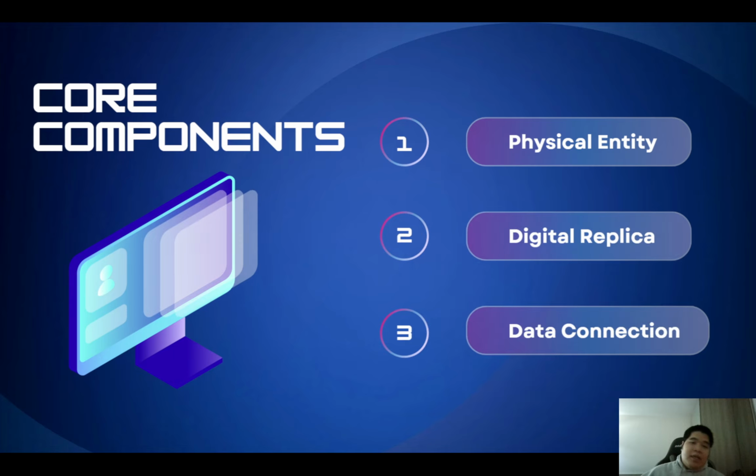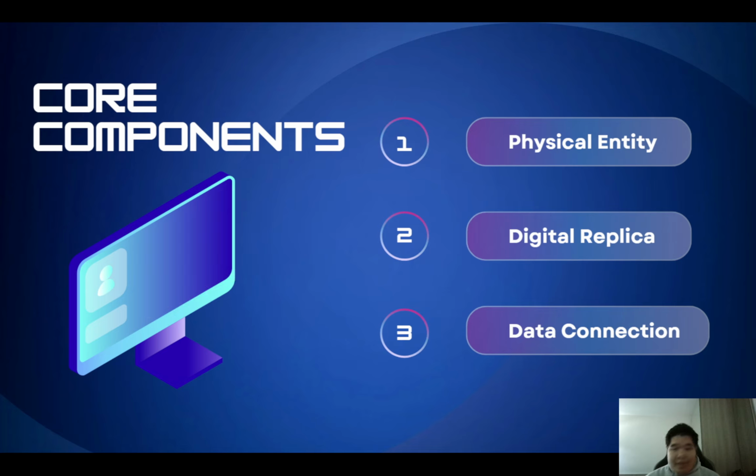Okay, so the core components of the digital twins. First thing first, of course, the physical entity. This is the actual real world asset or system being mirrored, such as a wind turbine, factory production line, or hospital patient, as I suggested earlier, or even an entire city. The goal is to understand its behaviors, predict issues that might happen, and also improve its performance.